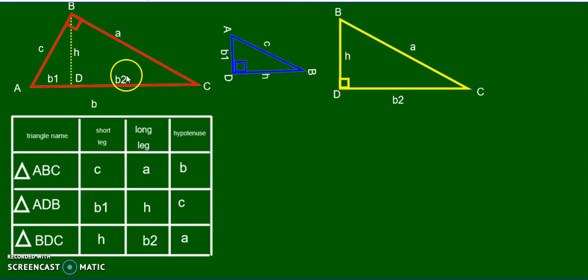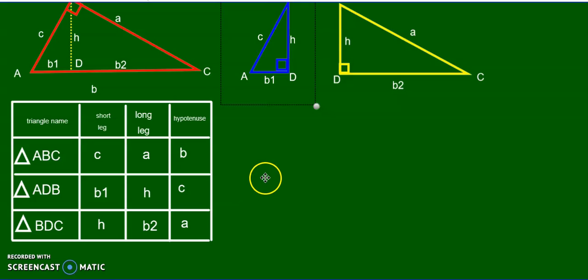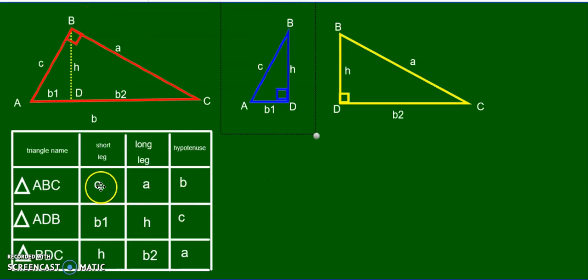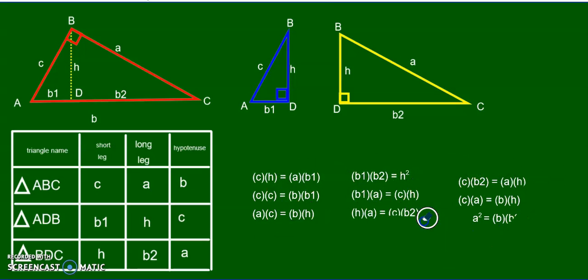In other words, this table shows you all the relationships. So you just cross multiply. C times H equals A times B1. Or H times H equals B1 times B2, so H squared equals B1 times B2. Or C times A equals B times H. You can start writing all of these relations here. These are all the relations. You don't have to memorize these because if you have this table, they're all in the table.